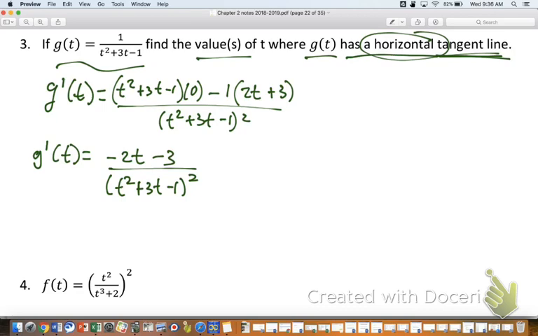The reason why we found a derivative is we're trying to find out where this graph, g of t, has a horizontal tangent line and the slope of the tangent line, that is the derivative, right? So g prime of t. But we want to find where g prime of t then, based on your earlier reasoning, equals 0, right? We're looking for a horizontal tangent line.